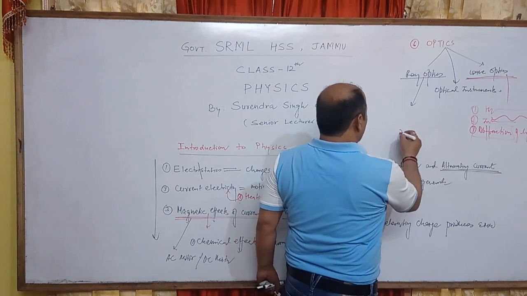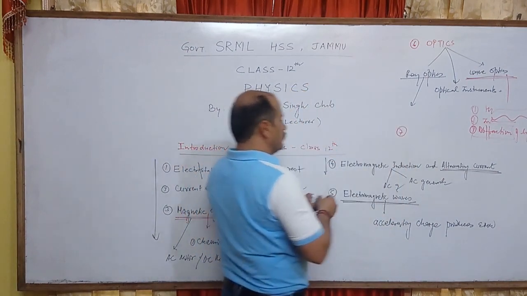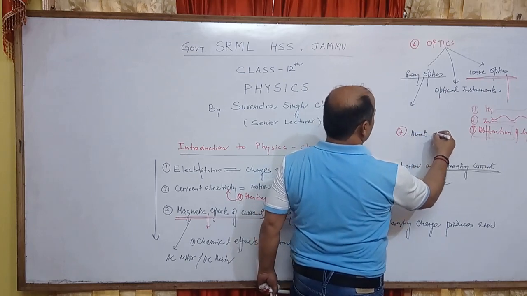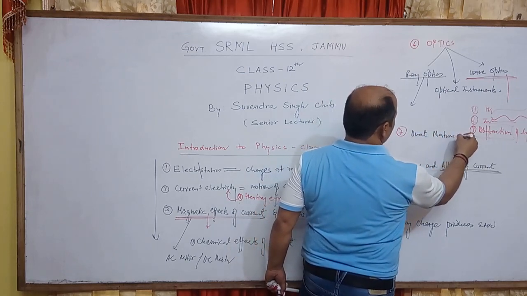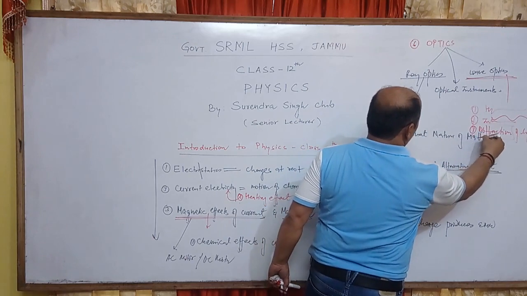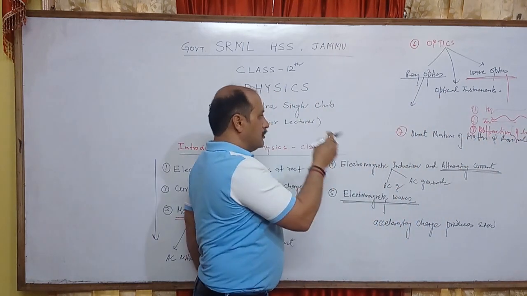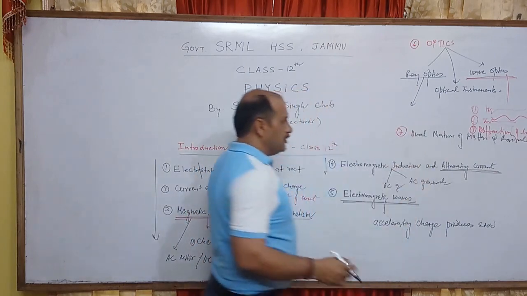Then we have the 7th unit, dual nature of matter and radiation. Dual nature, especially of light.